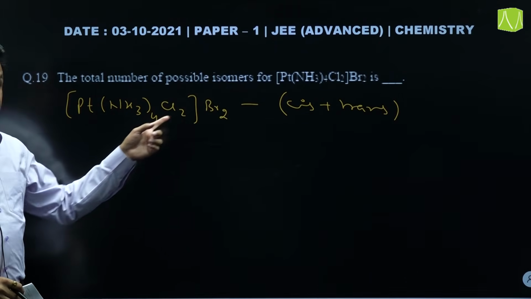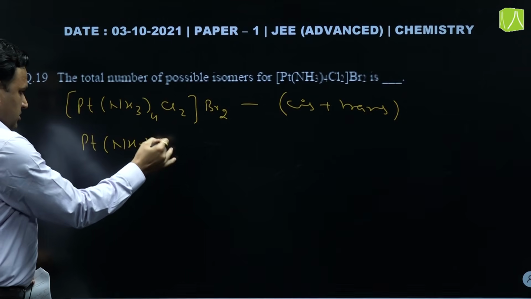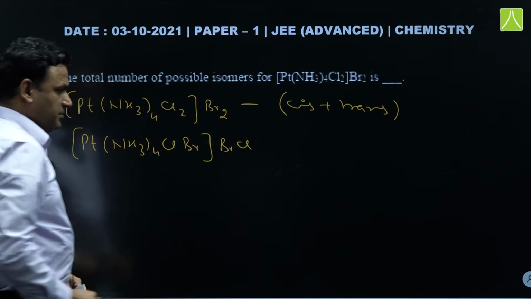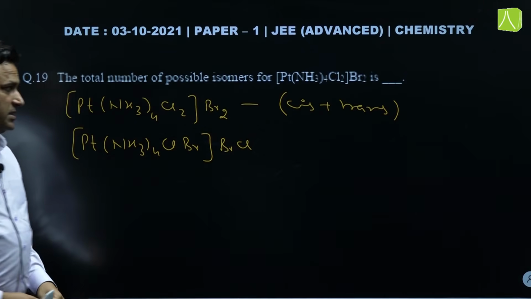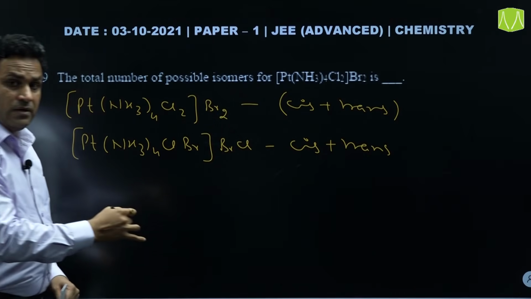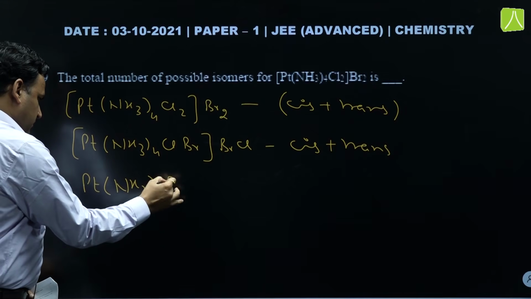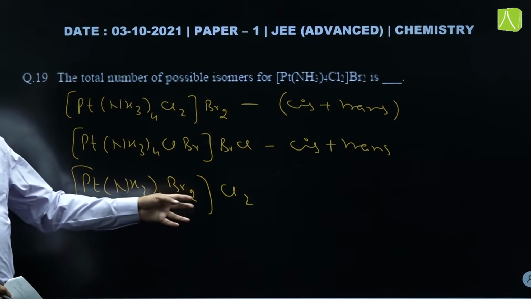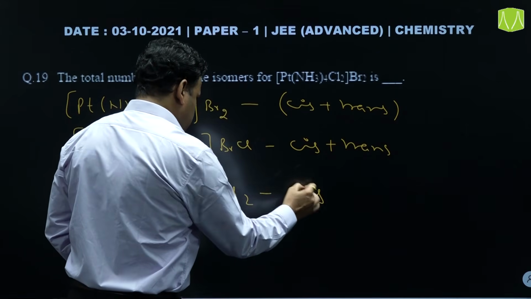Now, it can also show ionization isomerism. So, that way we can have another compound with the same molecular formula. Here one Cl and one Br are inside the coordination sphere, and in this case also this compound will have two isomers, cis and trans. We can have another ionization isomer for this formula, in which both the bromines are inside the coordination sphere and two chlorines are outside it. This formula will also show geometrical isomerism, cis and trans.